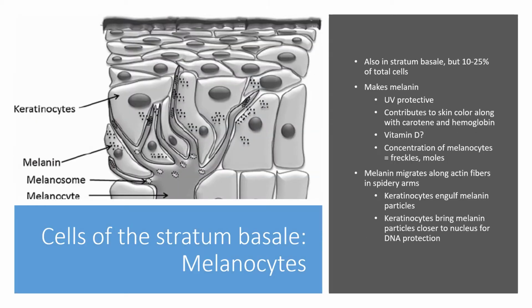Let's talk about melanocytes. These are also found in the stratum basale, in the basal layer. These represent anywhere from 10 to 25% or so of your total cells in the basal layer. If you have very dark colored skin, it's more like 25. If you're very light, it's more like 10. If you are albino, then you have closer to 0, but that's really the exception rather than the rule. These cells, obviously, make melanin.